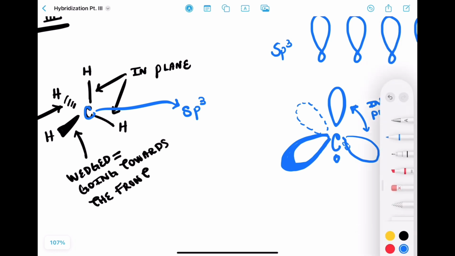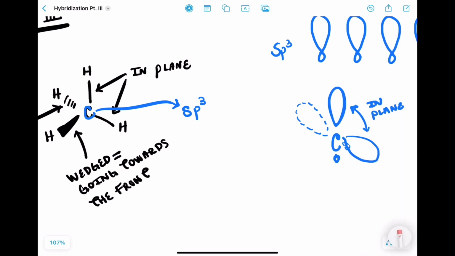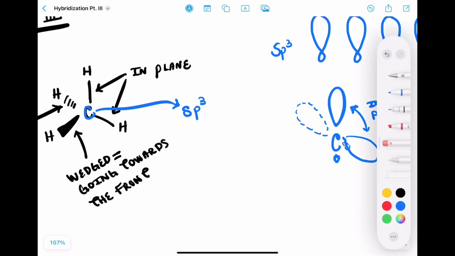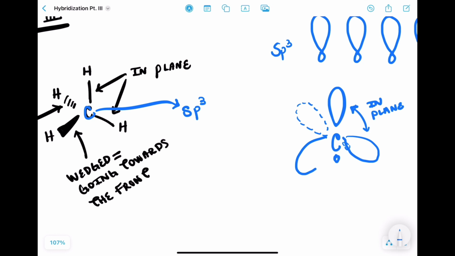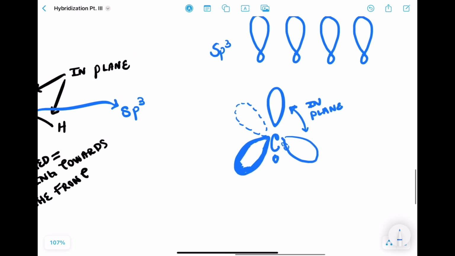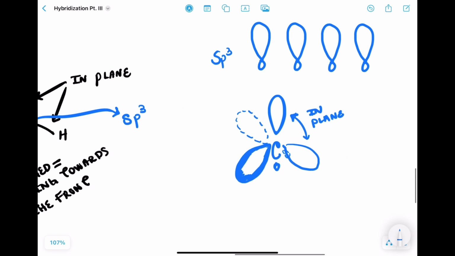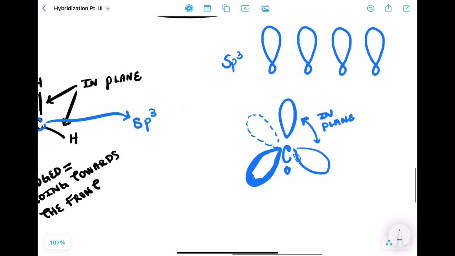And this one, I think I can do it better than that. There we go. That's coming out at us, right? So we've drawn the 4 sp3 hybridized orbitals around it. Now we're going to draw the hydrogens.